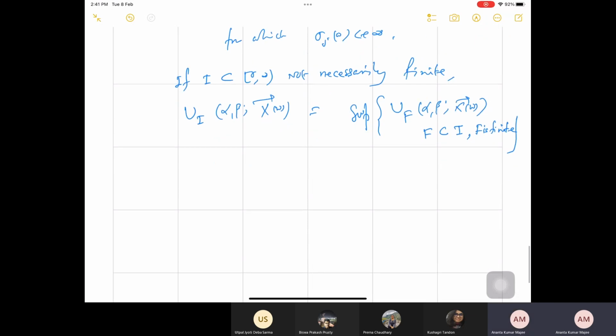This is the natural way, no? Whenever you have infinite things, how do you define that part? Because you know how to define it for the finite set, and then you basically consider all these things and take the supremum over that. That is the natural way one can define this upcrossing.